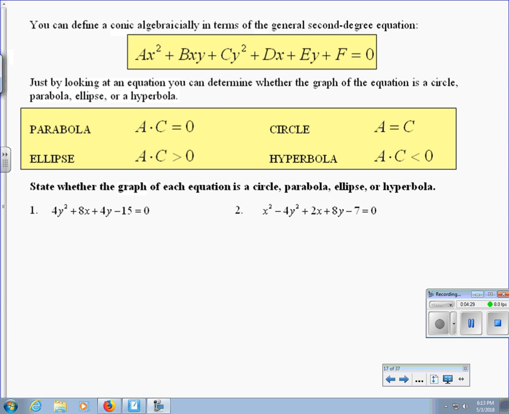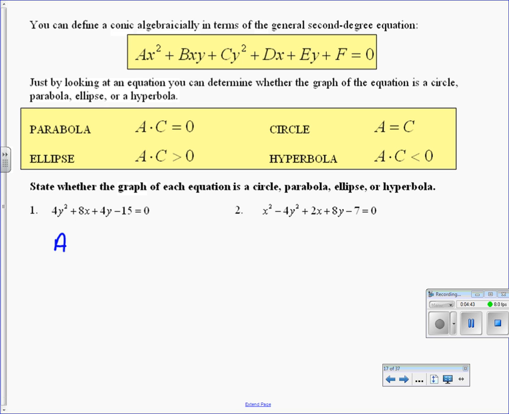Okay, let's take a look at example number 1. In example number 1, we're going to look for the number in front of the x squared. In number 1, there is not an x squared. So that tells me my A value is going to be 0. And then I do have a C value. That's the number in front of the y squared. So my C value is 4.